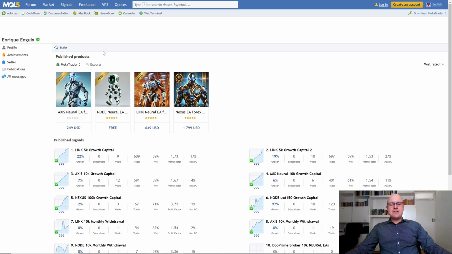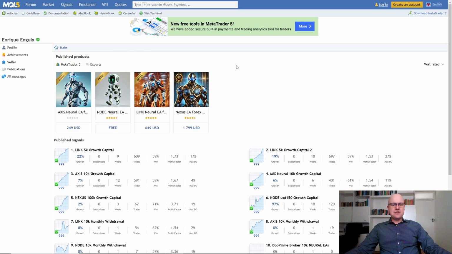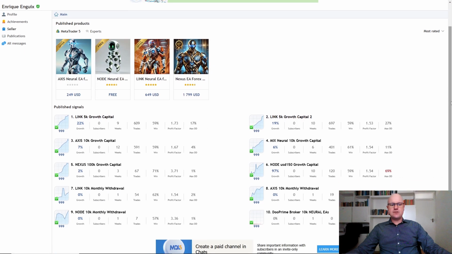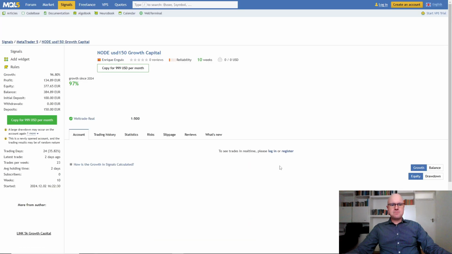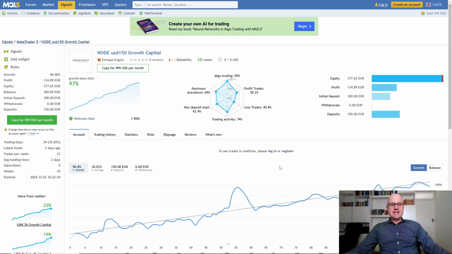On top of this, Enrique has published a bunch of different signals, even for the Node Neural EA, so you can track his performance and of course compare it to your own. He also has a few paid expert advisors that also have featured signals on the page, so if you'd like some more information about those, make sure to go and check them out. But for today's video, we'll focus on the Node Neural, which is his free expert advisor, and as you see, he currently has it running on a small account.